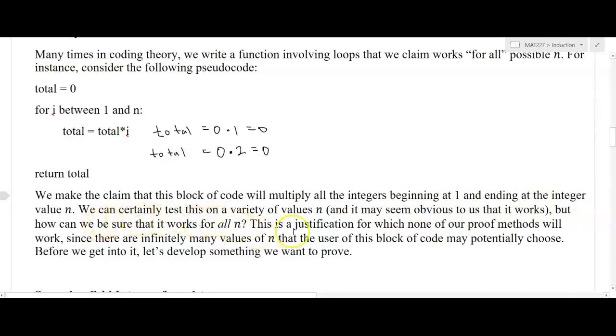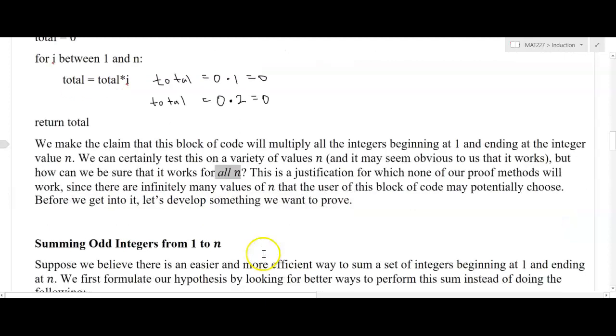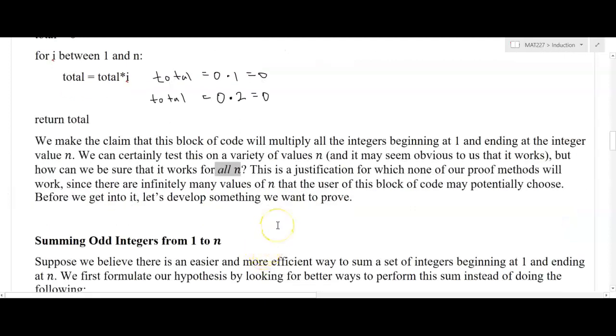We can certainly test this on a variety of n values, and it may seem obvious to us that it works, but how can we be sure that it works for all n? That's the argument here, that we're trying to prove things that work for all n. This is a justification for which none of our earlier proof methods will work, since there are infinitely many values of n that the user of this block of code may potentially choose. Before we get into it, let's develop something we want to prove.